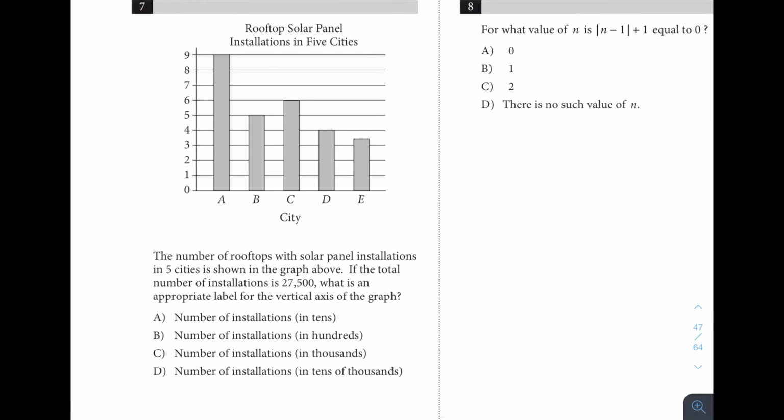Question 7 says, the number of rooftops with solar panel installations in 5 cities is shown in the graph above. If the total number of installations is 27,500, what is an appropriate label for the vertical axis of the graph?